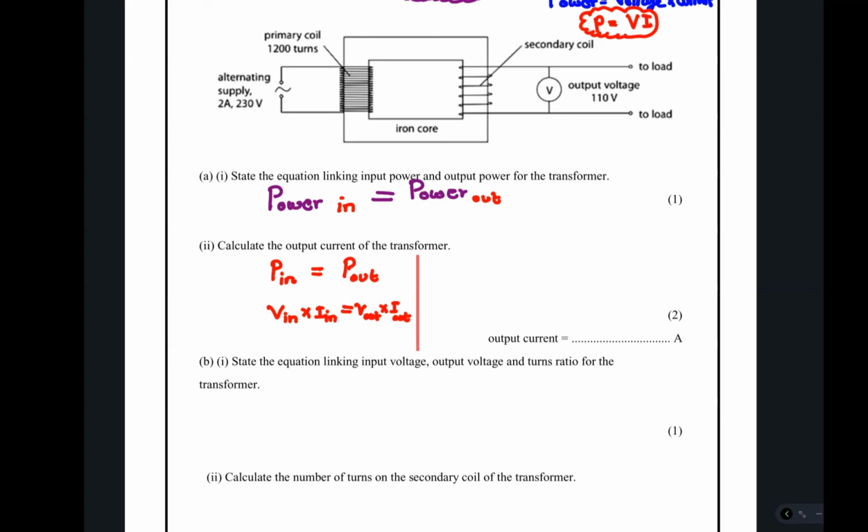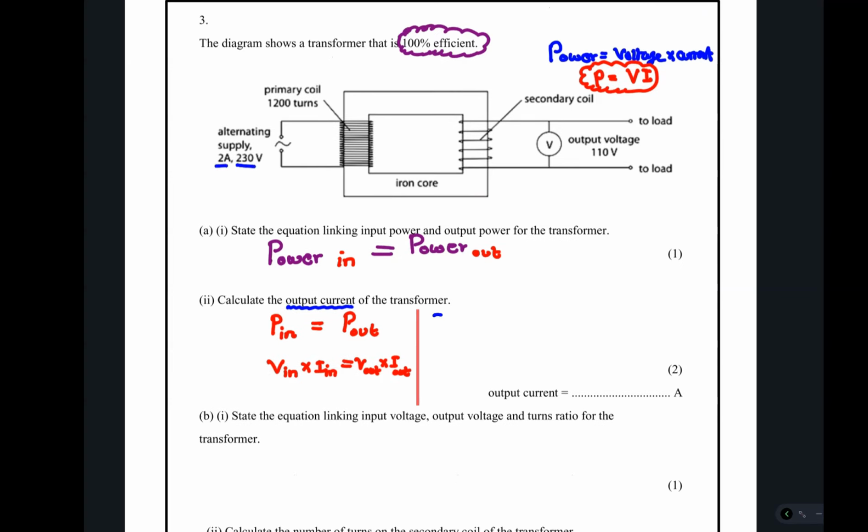That is 230 volts, so that we can work out the output current. Now we can make I out the subject, and this becomes 230 times 2 divided by 110. So if we work this out, what do we get? Use your calculator here. This becomes 4.18. So in simple terms, be prepared to do this kind of equation. You have to know how to work this out. Look at this question as if your life depends on it.